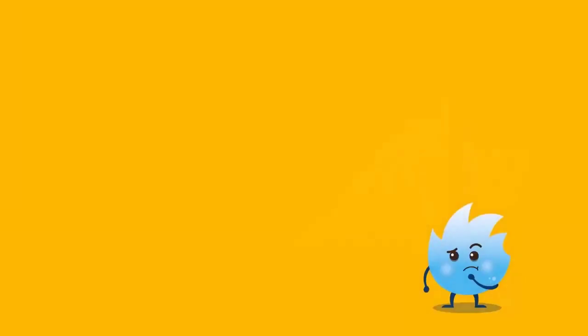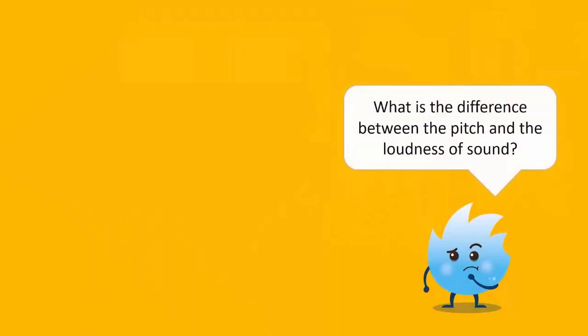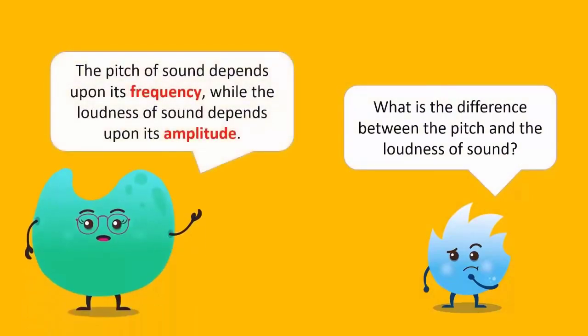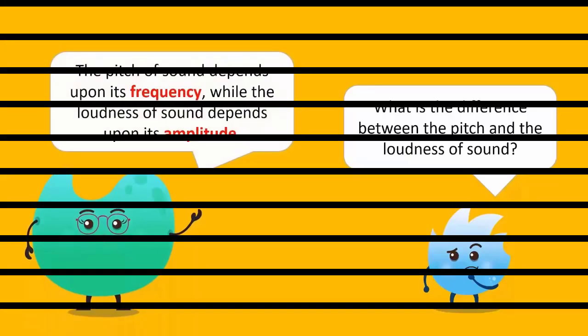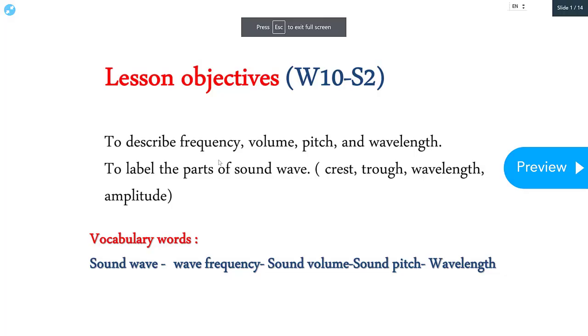The pitch of sound depends upon its frequency, while the loudness of sound depends upon its amplitude. So this is the difference between the pitch and the loudness of sound. Let's go deeper into the properties of sound waves. We describe the frequency, the volume, the pitch, and the wavelength, and we have to label the different parts of a sound wave.